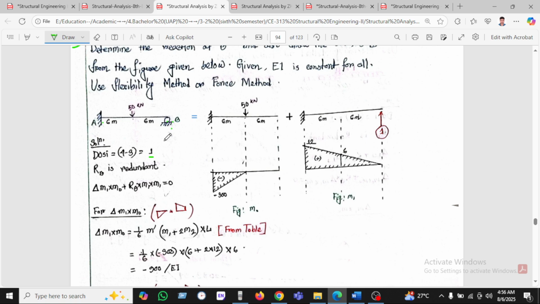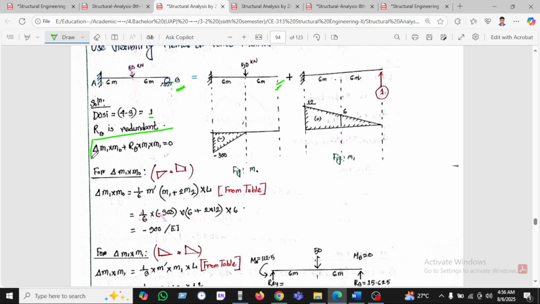One support. So let's say RB is redundant. So this RB is redundant. There is no support, but then we apply one unit load. We know the formula here. This is our main formula: delta M1 into M0 and RB equals M1 into M1.